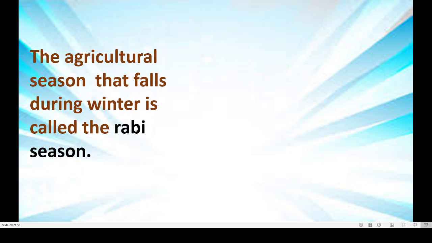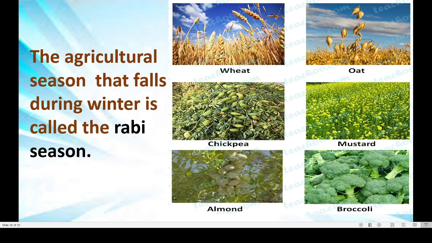And here the agricultural season that falls during winter is called the Rabi season. In rainy season, if we carry out agriculture, then it is called Kharif season or Kharif crops. And in winter season, if we grow the crops, that is called Rabi season. See what all we can grow in the winter season: wheat, oats, chickpea, you know this, correct? Mustard, almond, badam, broccoli. Mustard means rye. Okay, we can cultivate all these crops in winter season. So these are called Rabi crops. Remember, winter Rabi, rainy Kharif. These two words are related, so you can understand that easily.